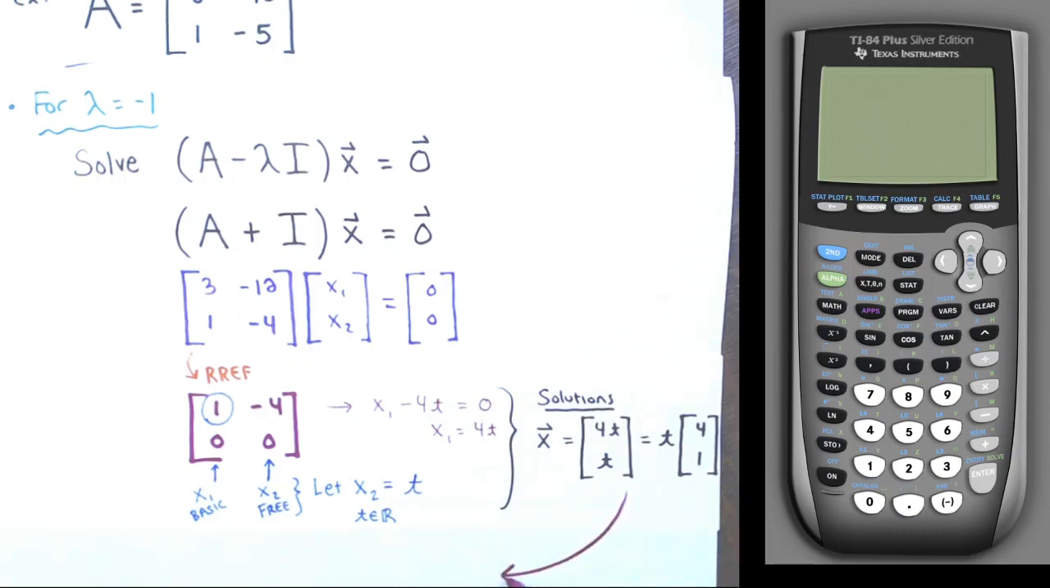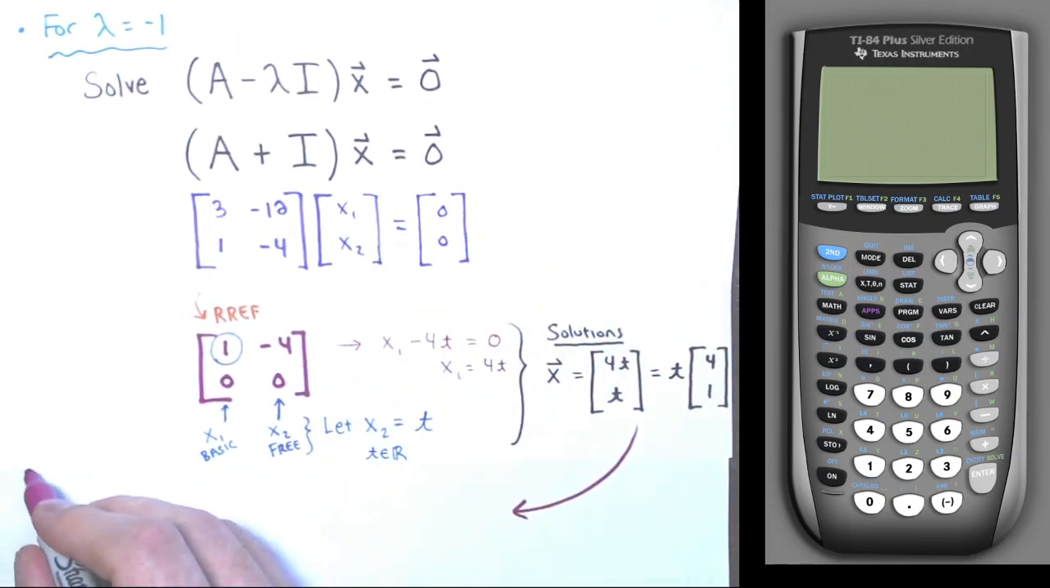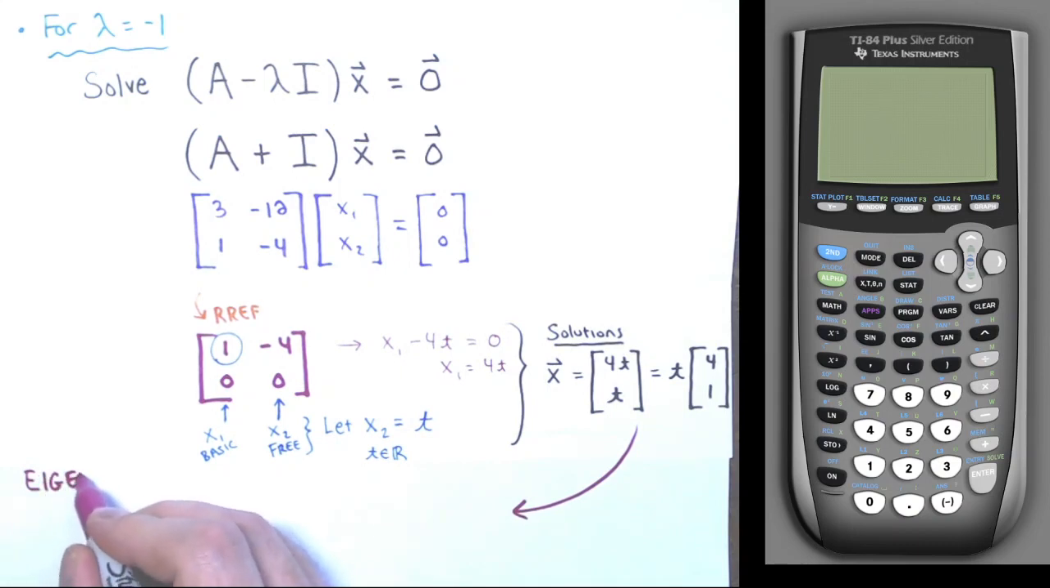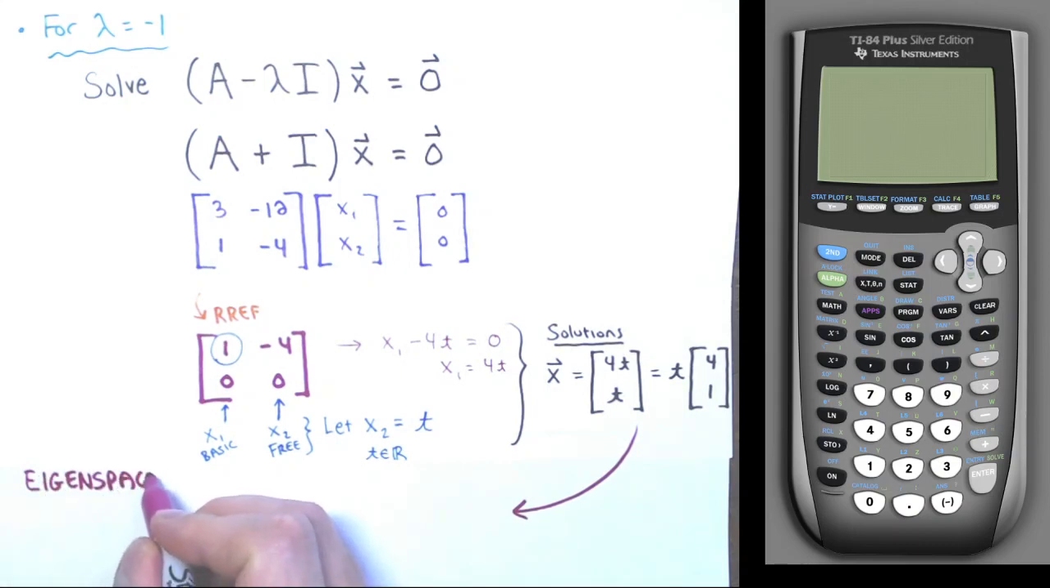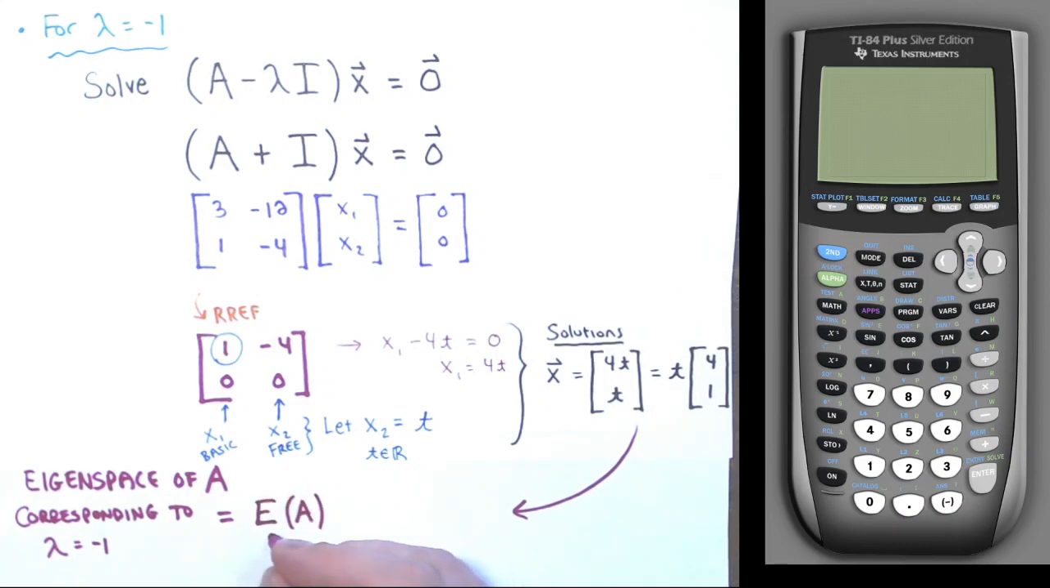So the eigenspace of matrix A corresponding to lambda equals -1. Now instead of writing all that, remember this is the notation for this. This is the eigenspace of A corresponding to lambda -1. Right? So again, that's where the lambda goes, -1 down here.